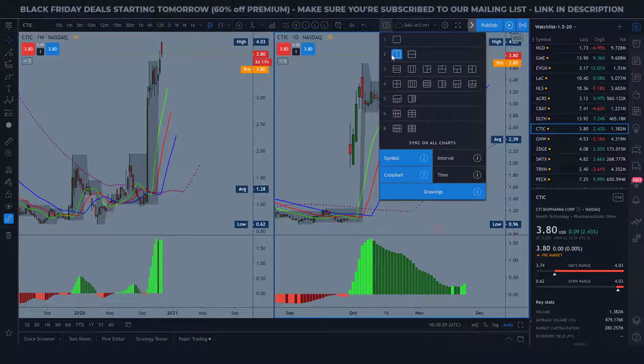Were you not able to do this when you click on this? Yeah, I can do that, but my charts weren't both changing. I was having to change each side individually. It's these ones. I didn't have symbol clicked at the bottom. So sync on all charts. If you have symbol, then the symbol is going to be the same on both. Oh, yes. You want the crosshair.